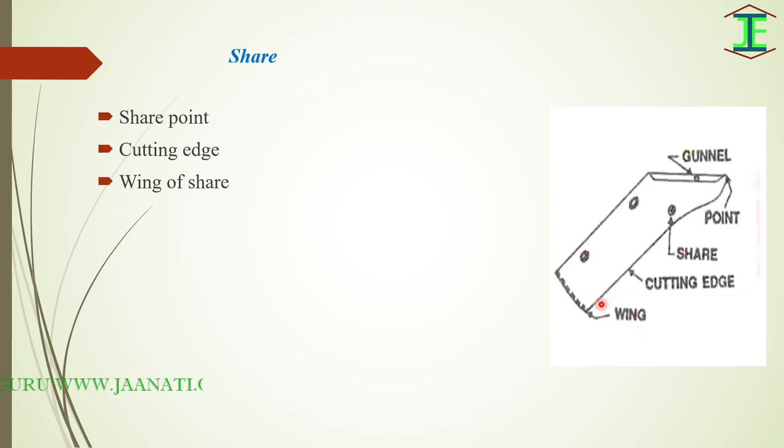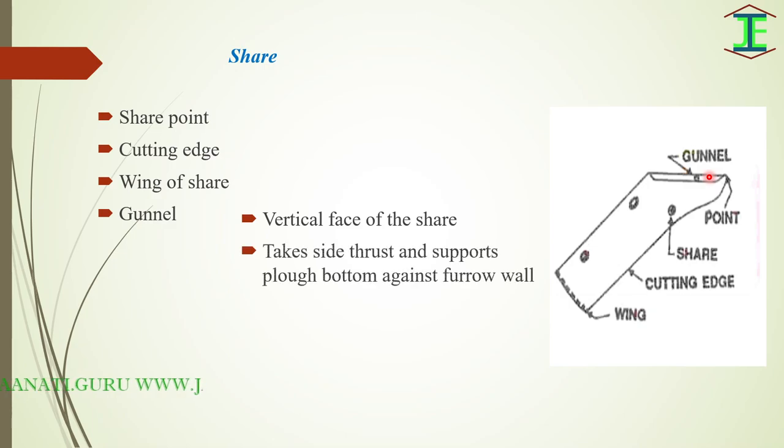Wing of share. This is the wing of share. So it is the outer end of this cutting edge. Gunnel. Gunnel is the vertical face at the end of this share, and it takes the side thrust and supports the whole plow bottom.